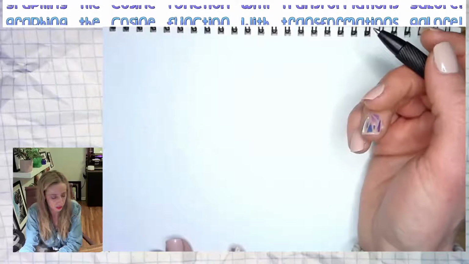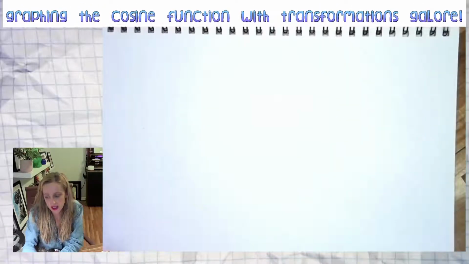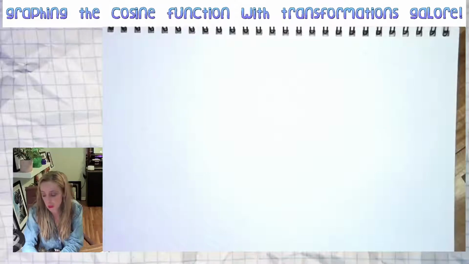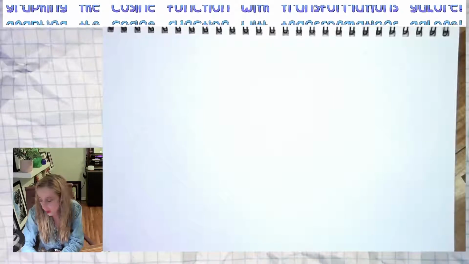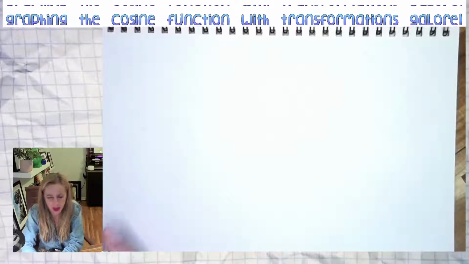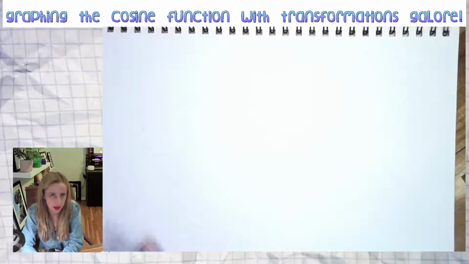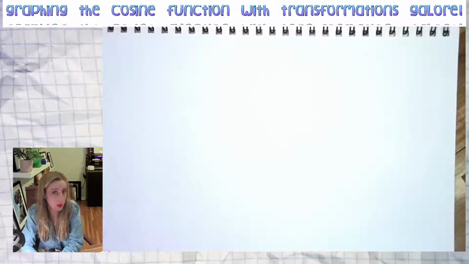Okay, we just did the parent function of cosine. We did a little deep dive into the unit circle quite a bit. We tried to talk about a few tricks to help us remember what positive cosine looks like, what negative cosine looks like as a shape. And now we're going to apply transformations.